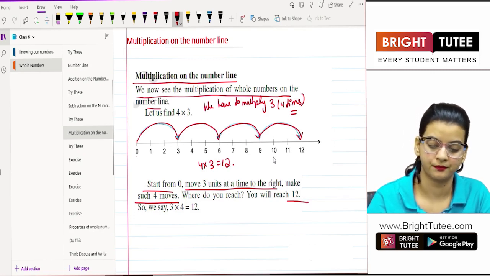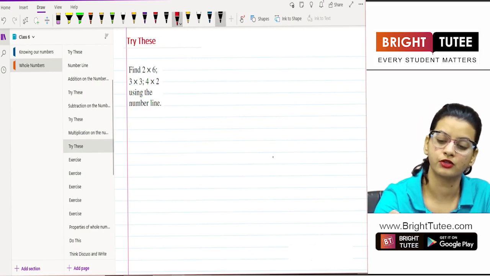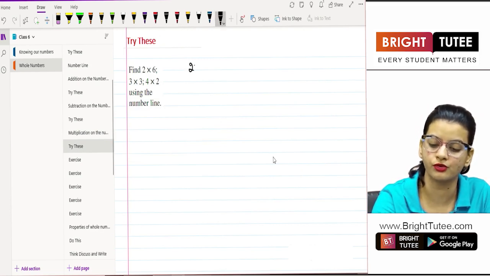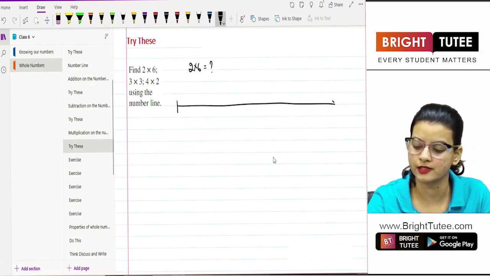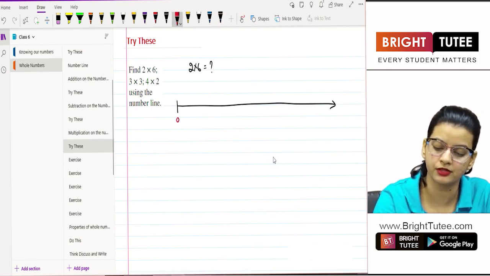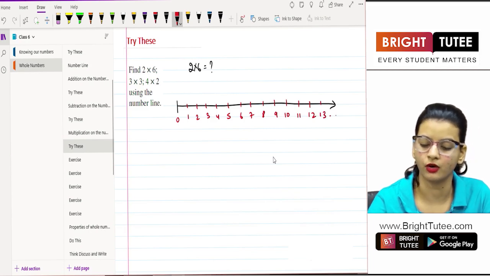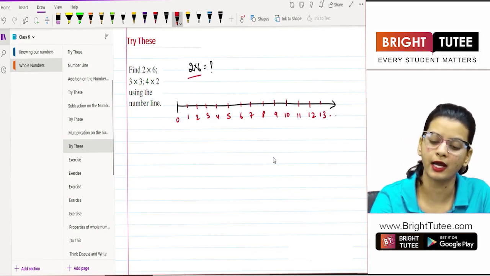Now let's calculate the next one. This is 2 into 6. So let's draw the number line. This is my number line, and let me mark the numbers on it. This is 0, 1, 2, 3, 4, 5, 6, 7, 8, 9, 10, 11, 12, 13, and so on. So what do I have to do?